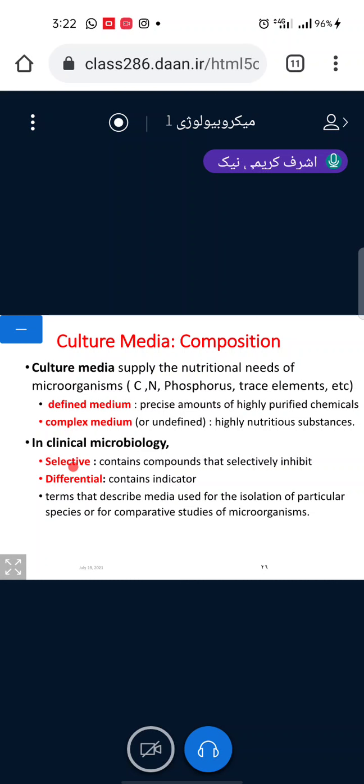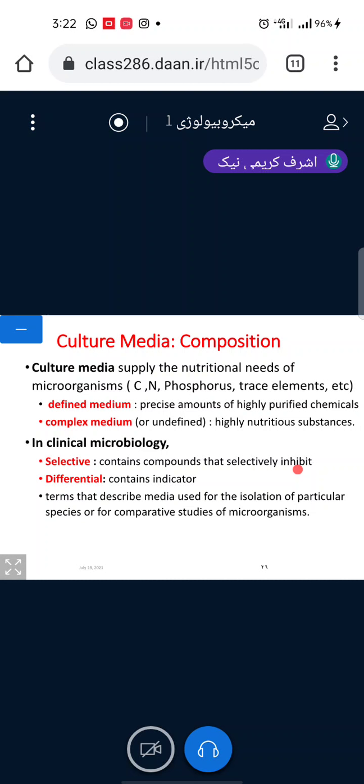Selective media contain compounds that selectively inhibit. For example, SS media for Salmonella and Shigella. For isolation of Salmonella and Shigella, we can use a selective media named SS agar, Salmonella-Shigella agar.